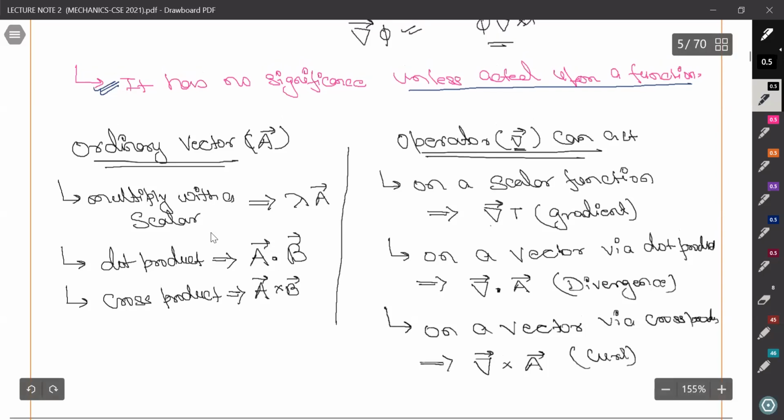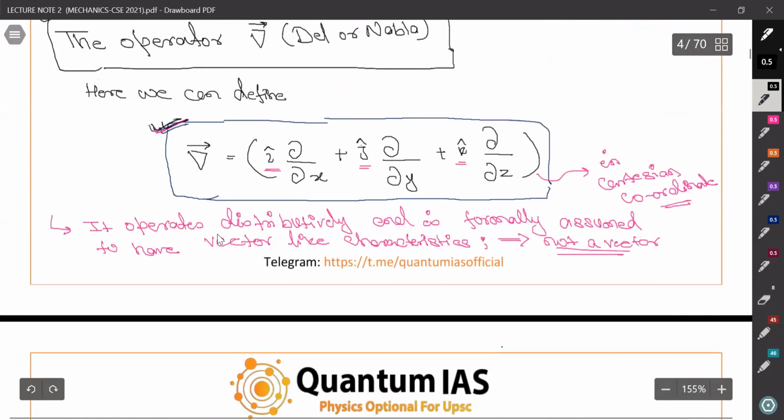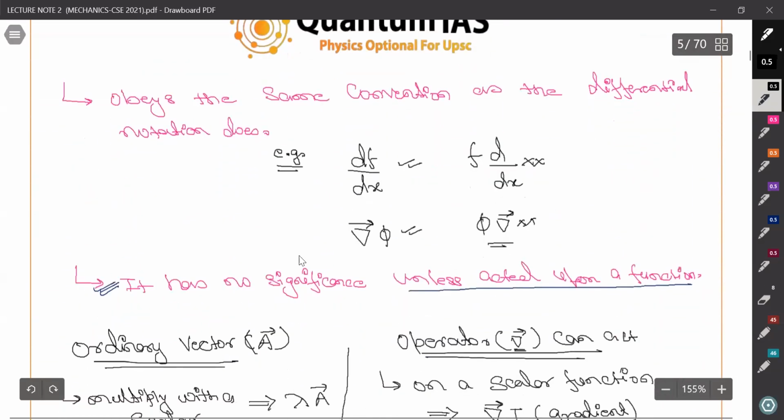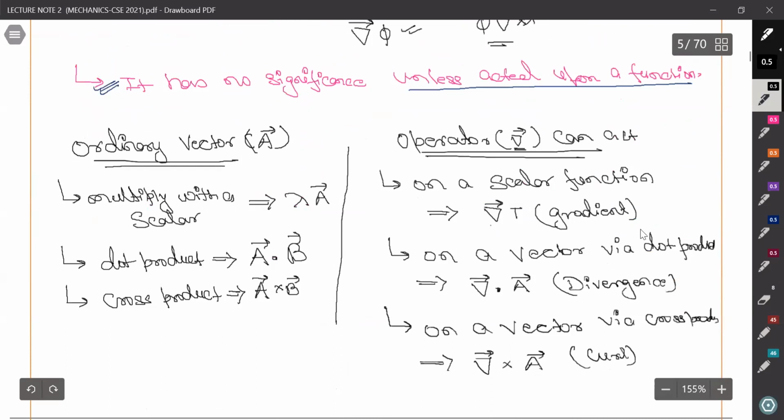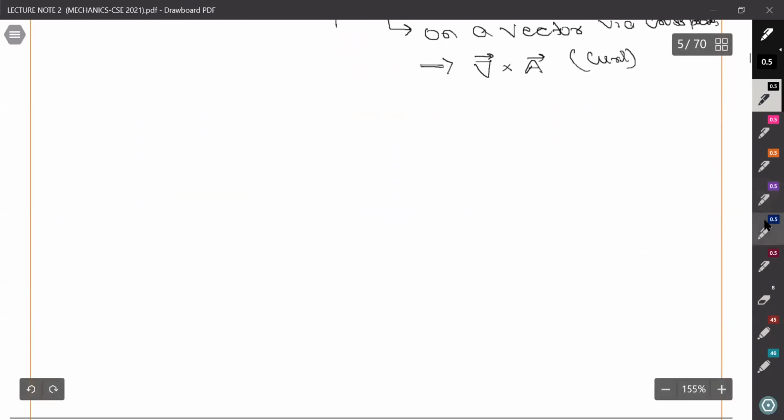So what we need to study, this operator has no significance on its own and it can operate in three ways. It can operate as gradient, divergence, and curl, in first order derivatives, right? We need to understand this also. Okay, next we are going to study about gradient.